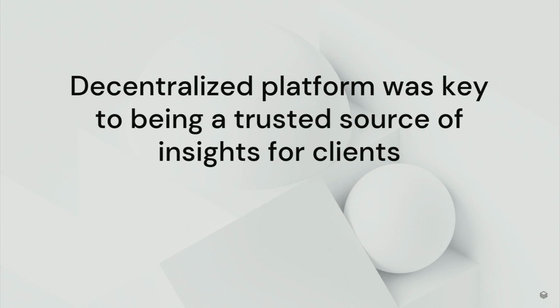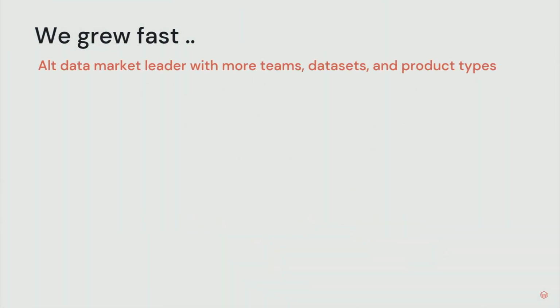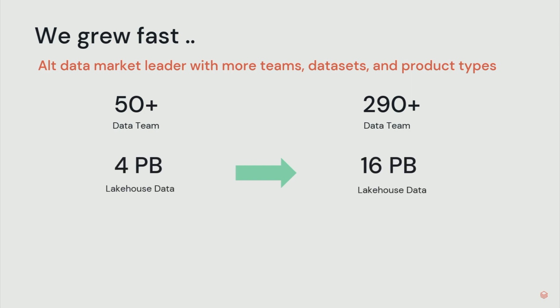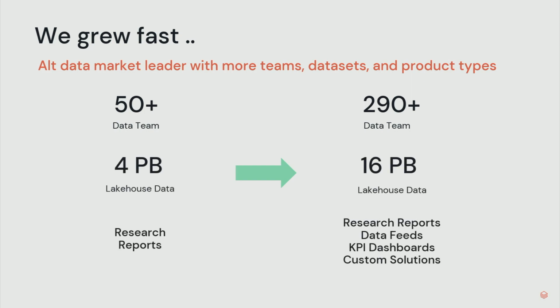And so this decentralized platform was key to becoming a trusted source of insights for our clients, but what happened next? The reality is the strategy worked and almost too well because we became an alternative data market leader with more teams, data sets, and product types than we could have imagined. So over a couple of years, our team grew from over 50 analysts several years ago to over 290 today. We went from 4 petabytes of data to over 16. And our products evolved from just research reports, which was historically the only product that we provided, to data feeds and dashboards and custom solutions.